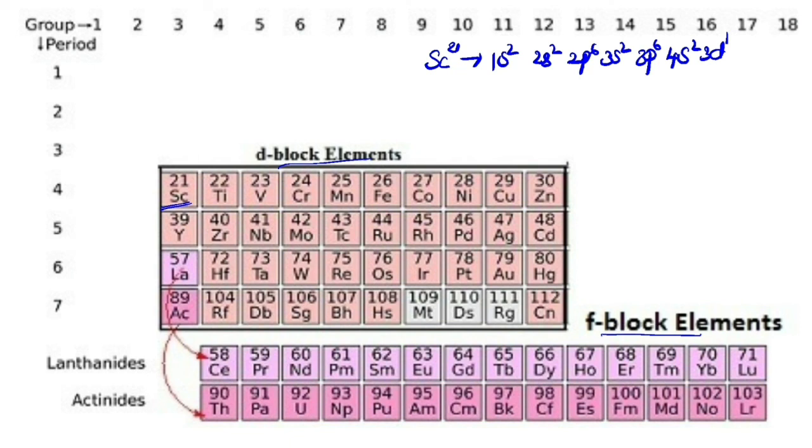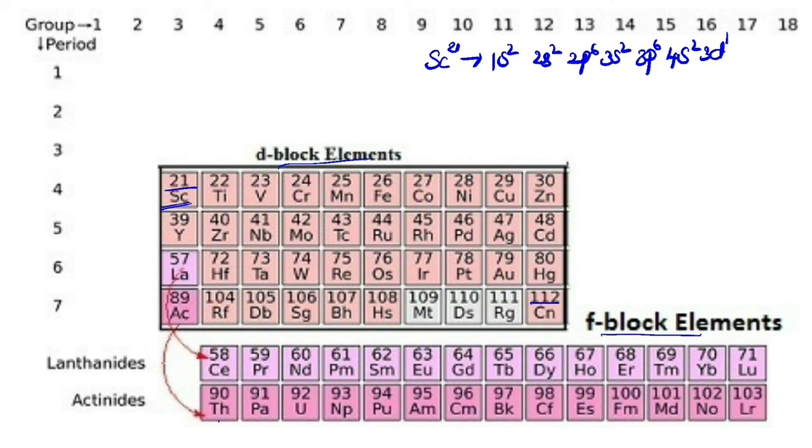In the similar way, when we are distributing electrons for these elements from 21 to 112, the electrons will be placed in the d orbital. That's why these elements are called as D block elements. In the similar way, cerium to lutetium and thorium to lawrencium, the last valence electron will be in the f orbital. In this class, you will be studying the electronic configuration of these D block elements.